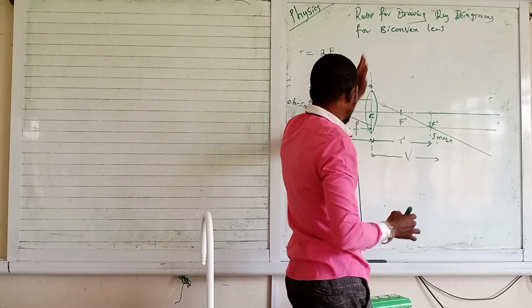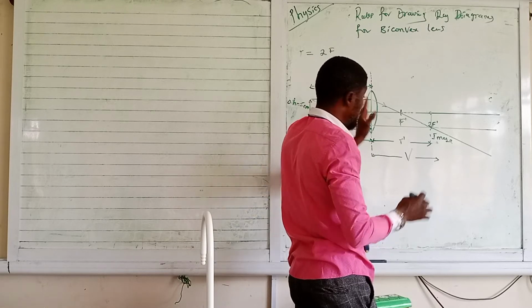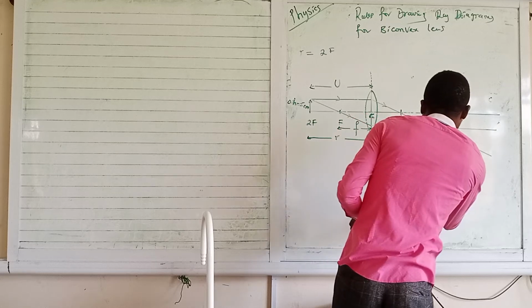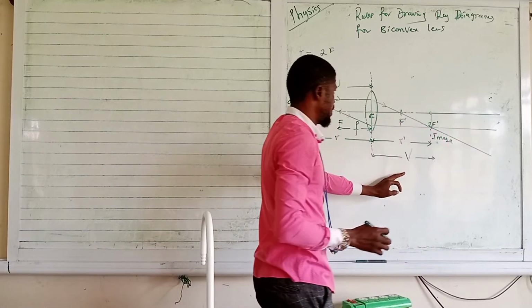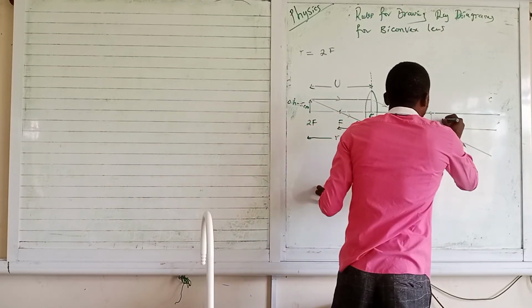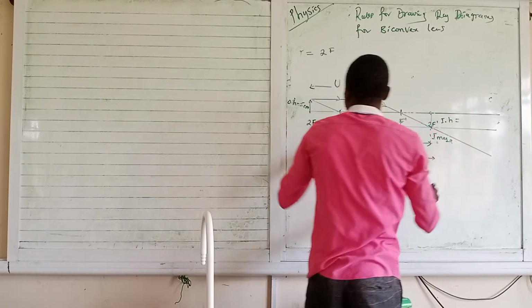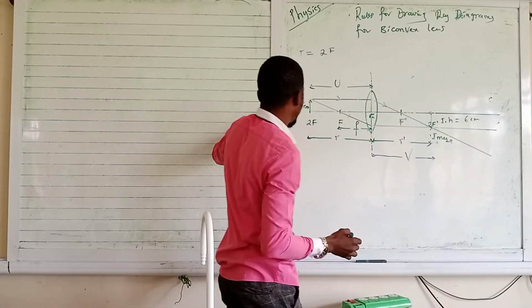And from where the center of curvature is the principal, the line of symmetry of the lens, to where the image is formed here is called the image distance. And from here to here is called the image height. In this case, our image height is slightly 6 cm above. Here was 5 cm above.